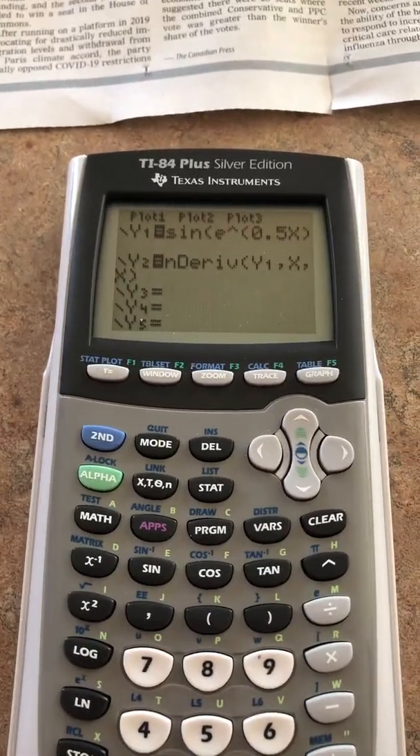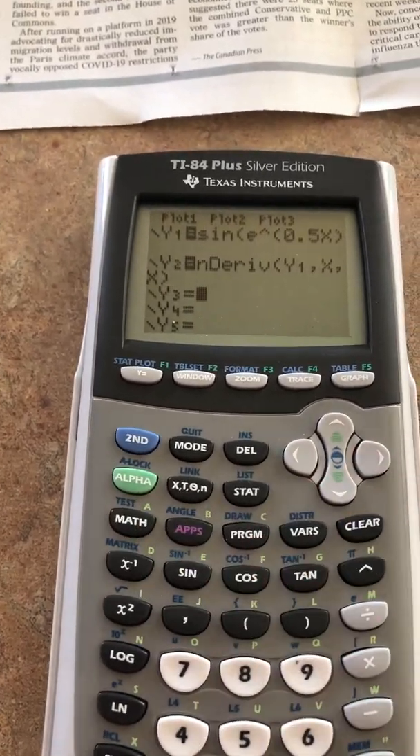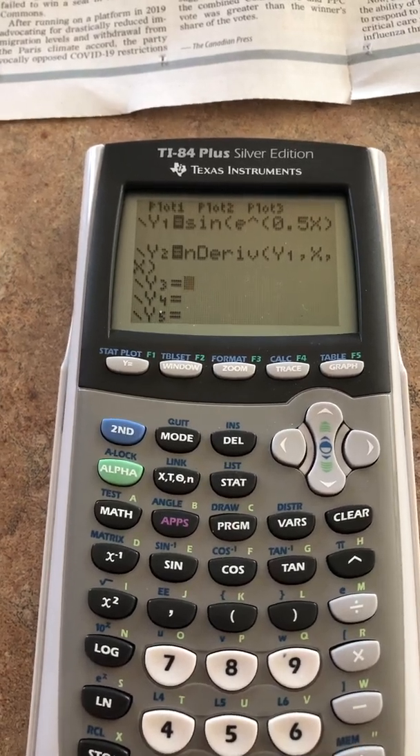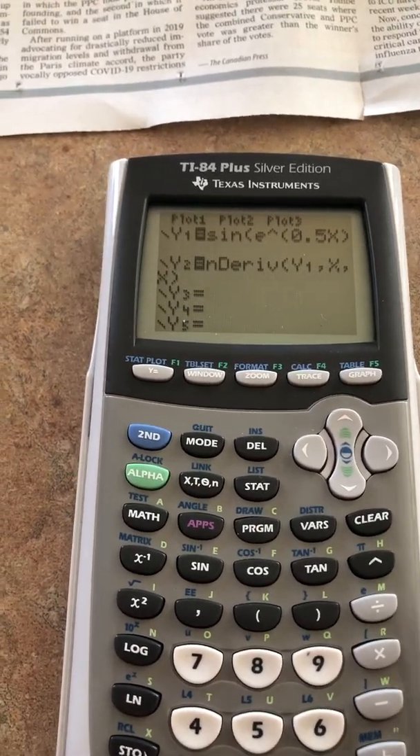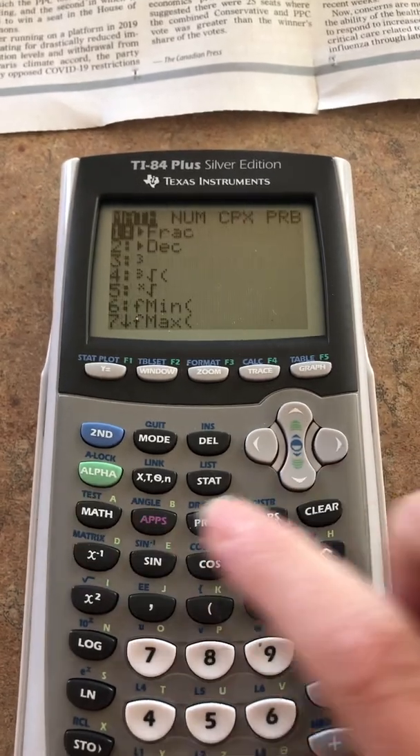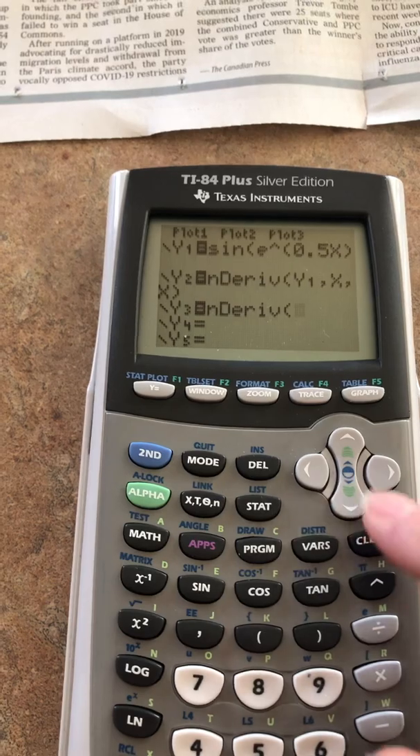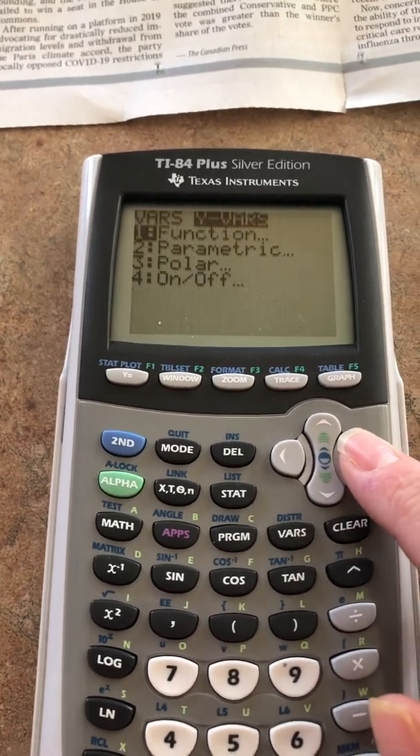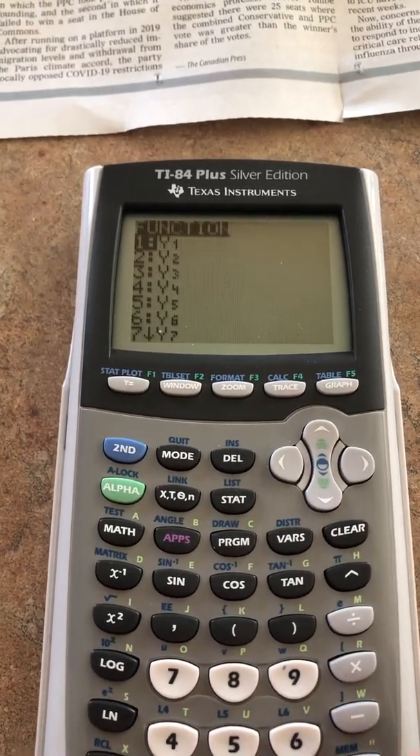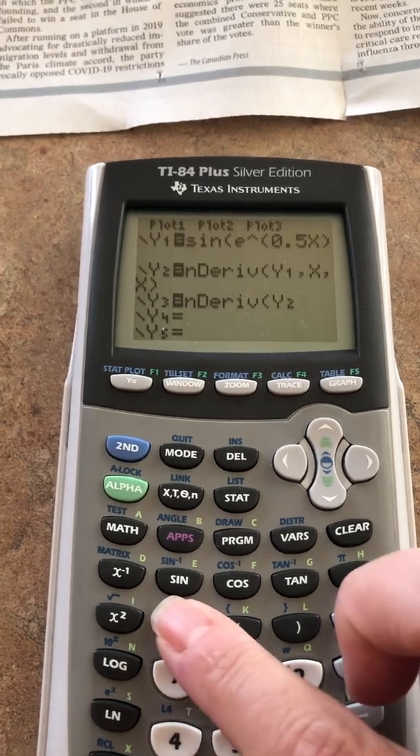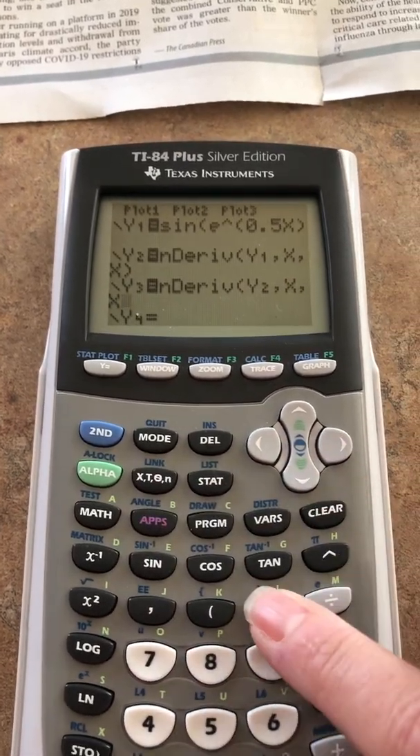Your second derivative is you're repeating the process, except that you're not doing y1. We're going to do y2 because it's the derivative of y2. So this is going to be math, 8 for derivative. Again, vars, y vars, function of y2 this time. And again, you're going to do the x's in there.